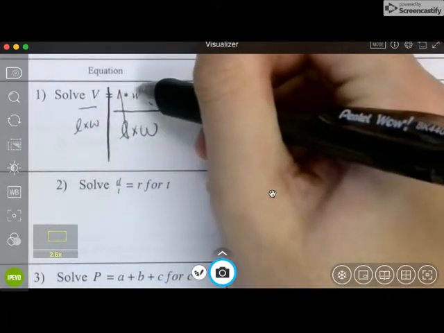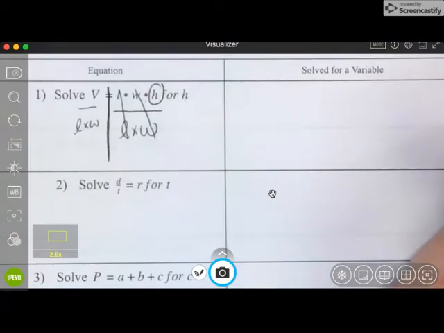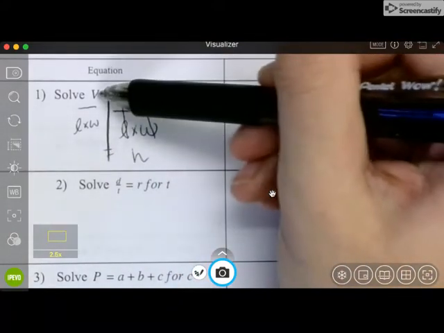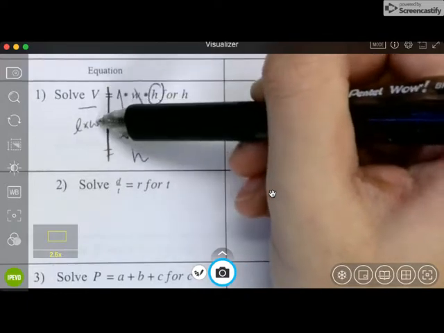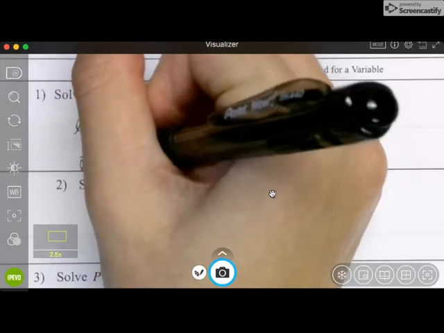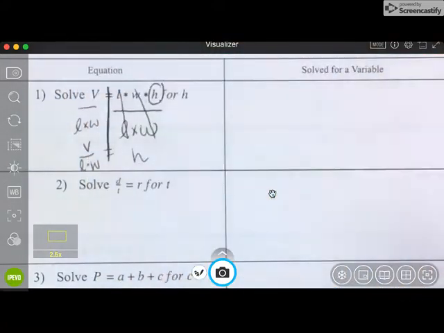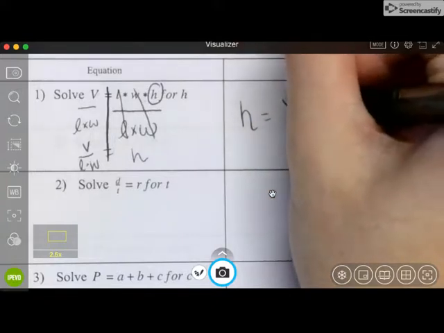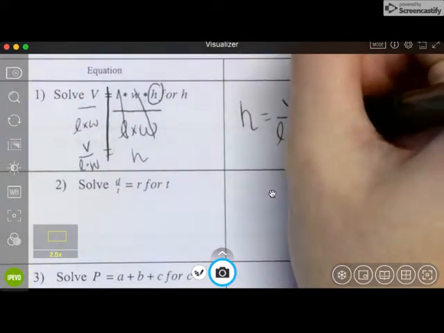Those L's make a one pair, those W's make a one pair. I'm left with H on this side. Can you divide either of those? No. So like I said, our answer is going to not look exactly like we are used to, but there is a method for me doing that.